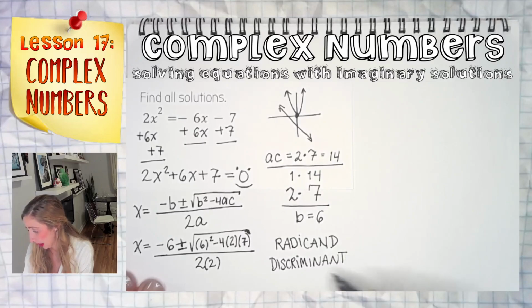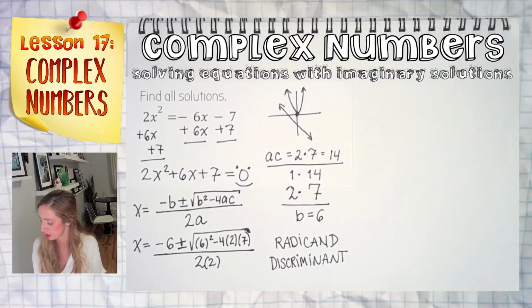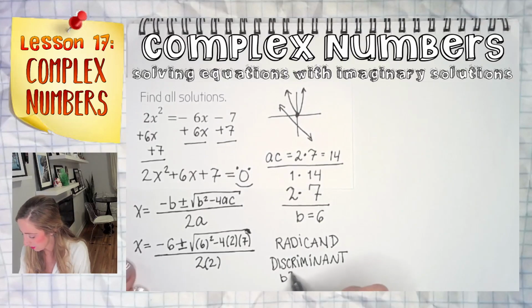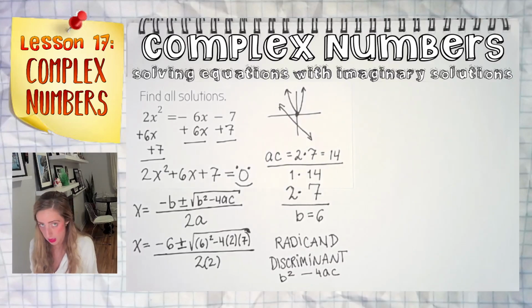Hopefully I'm spelling this correctly. I'm 99% sure. Yeah, I'm sure. Discriminant, b squared minus 4ac, specifically. So I'm going to figure out what that's equal to.